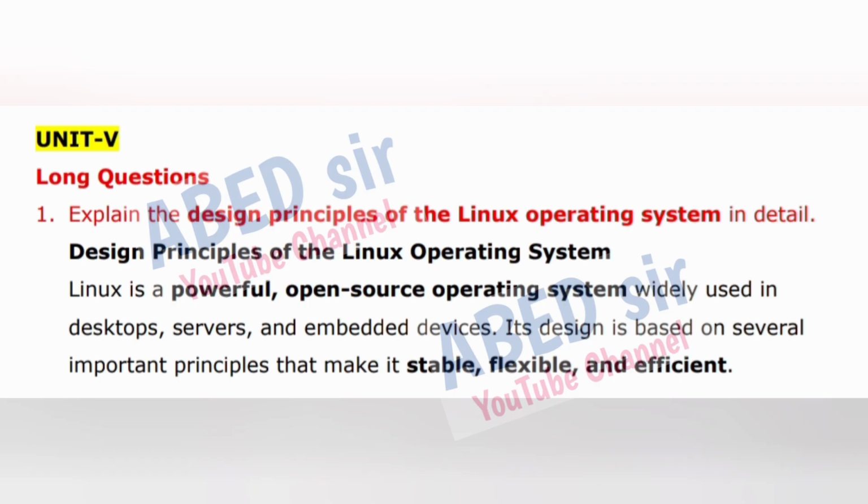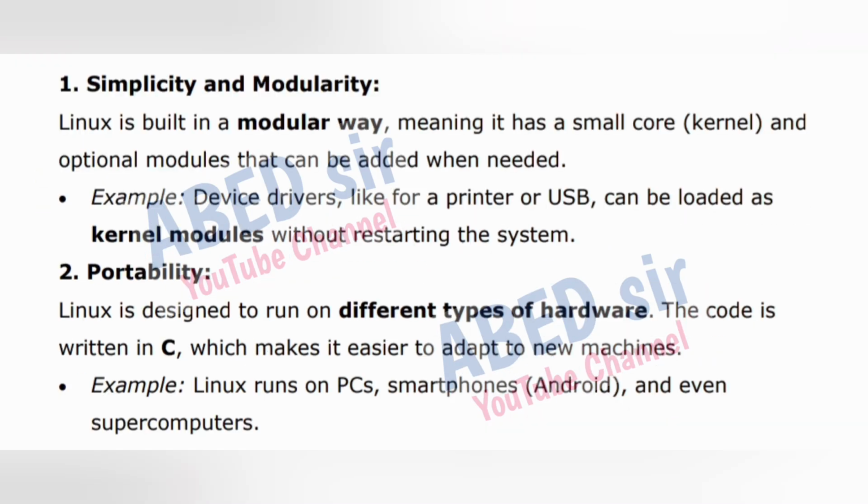Linux is a powerful, open-source operating system widely used in desktops, servers, and embedded devices. Its design is based on several important principles that make it stable, flexible, and efficient. 1. Simplicity and modularity. Linux is built in a modular way, meaning it has a small core, the kernel, and optional modules that can be added when needed. Example: device drivers, like for a printer or USB, can be loaded as kernel modules without restarting the system.